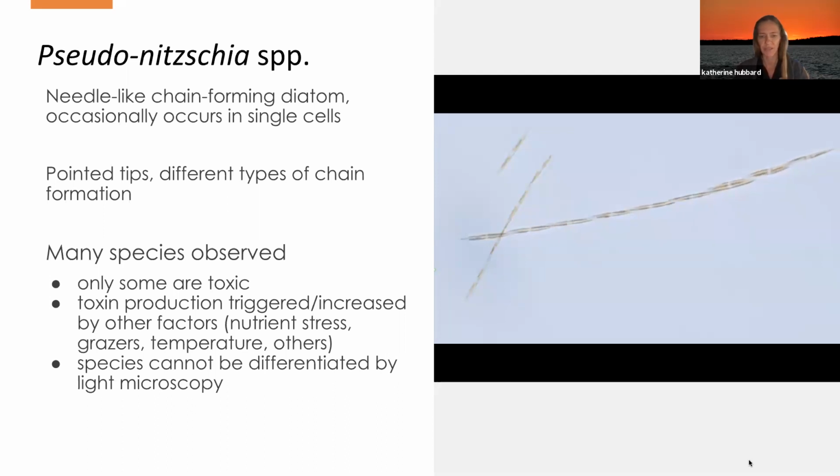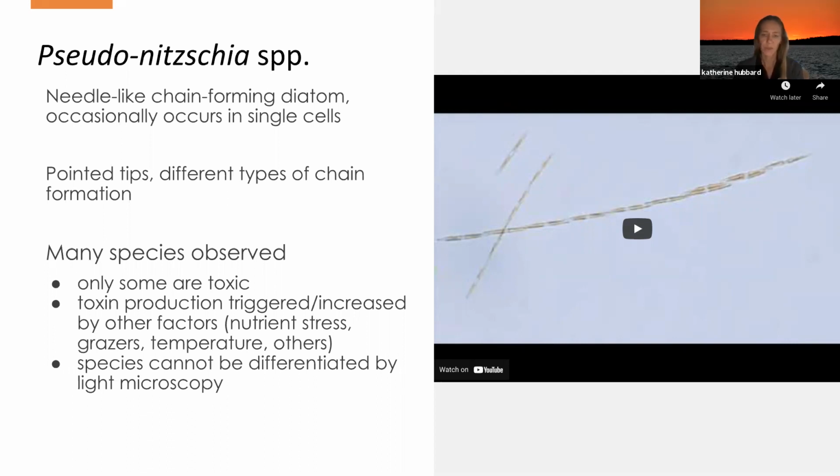And sometimes the cells can even glide across each other if they are concentrated in a thin layer in the water. The cells have pointed tips, and there are different types of chain formation, so we'll go over that a little bit. That tends to vary from species to species. And one of the big things with Pseudonychia in the Arctic and across the world is that there are a lot of different species. Some of them we know, and some of them are likely yet to be identified and fully taxonomically resolved. And so with Pseudonychia, only some species have been shown to be toxic.